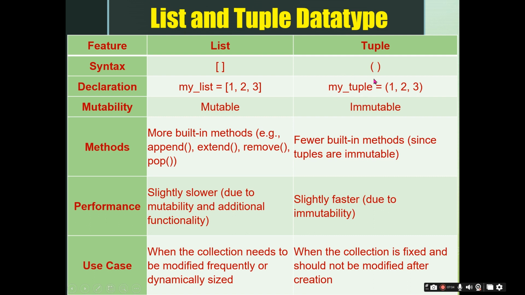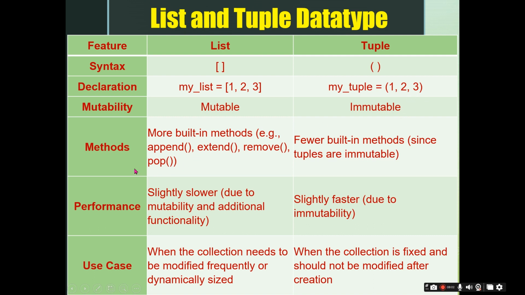Same way, give some tuple name. Here my_tuple is the name, equals, inside parenthesis you are going to give the tuple data items. So mutability, what is mutability? You can change your list after creating. Whereas with a tuple, you can't change it once you have created it.